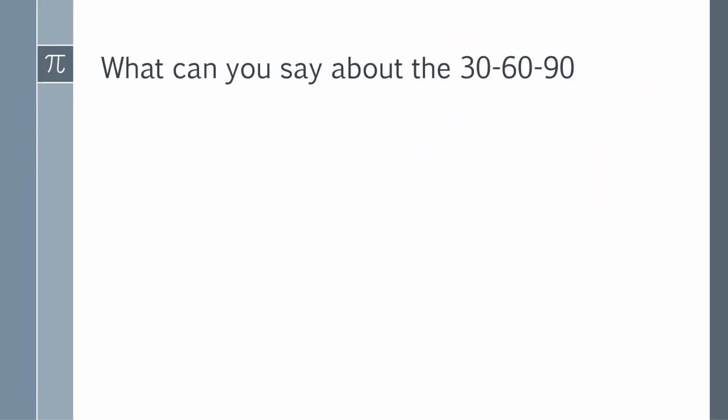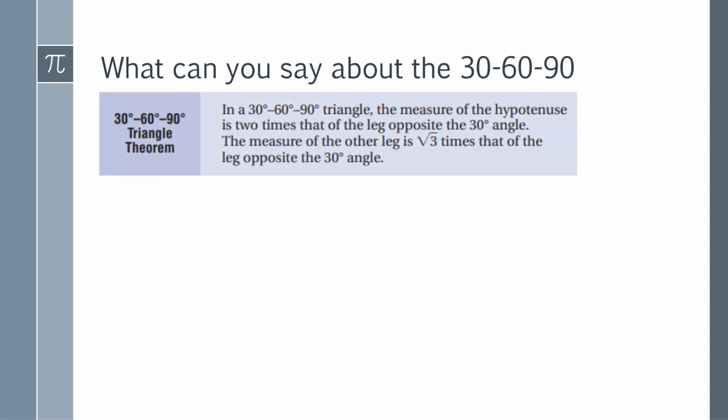So what can we say about the 30-60-90 triangle? Well, in the 30-60-90 triangle, the measure of the hypotenuse is twice the opposite leg, of course. But the measure of the other leg is the square root of 3 times the leg opposite the 30-degree angle. So let me explain what this is talking about.